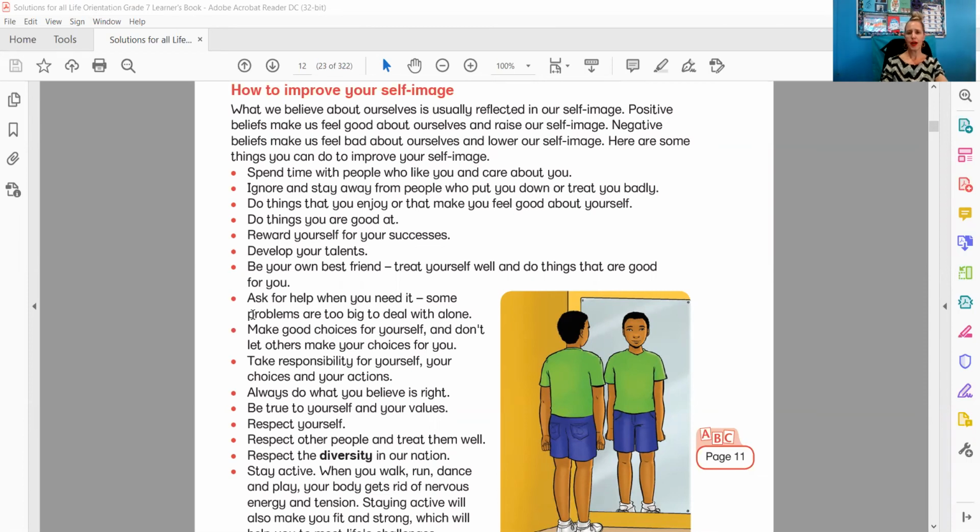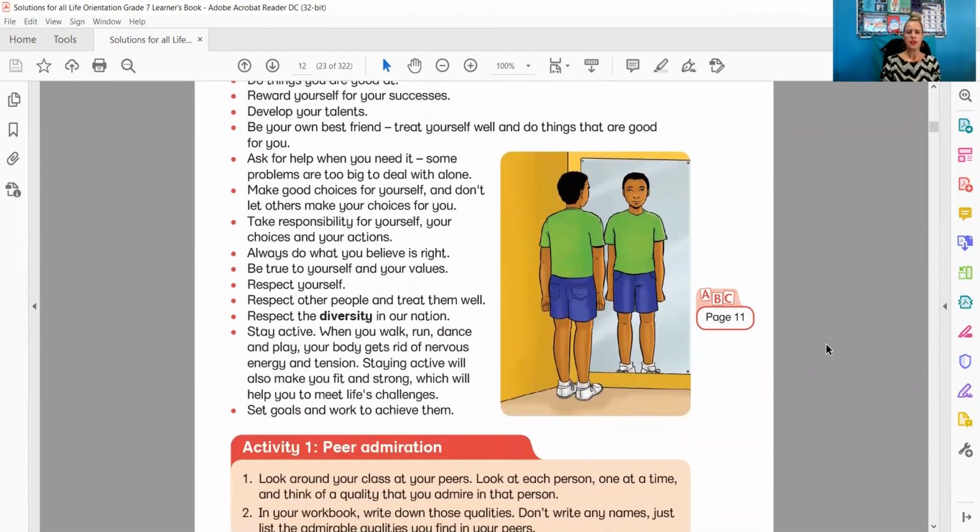Respect and treat other people well, and respect the diversity in our nation so that everybody feels liked and accepted. Tolerance, acceptance, friendliness. It doesn't take anything to be kind to others. Stay active. When you exercise, when you use all that energy, you get rid of tension, you get those dopamine chemicals going, and you start to feel happier. And then set goals that you're going to work towards and achieve. Like we said last year, with our physical bodies, with our abilities, with our interests, set goals for yourself and have a good action plan.